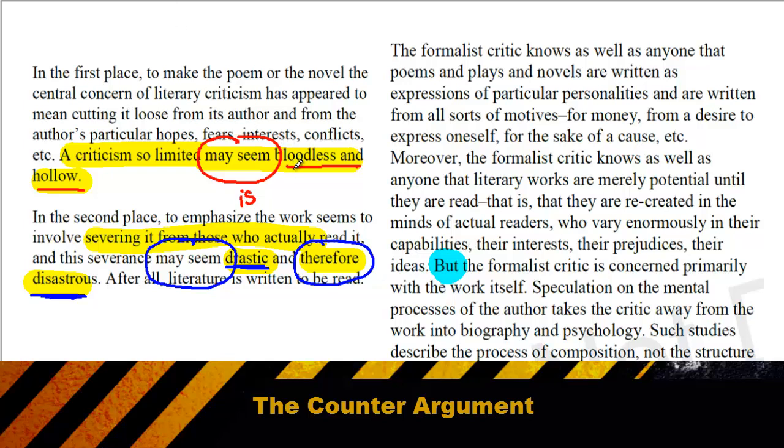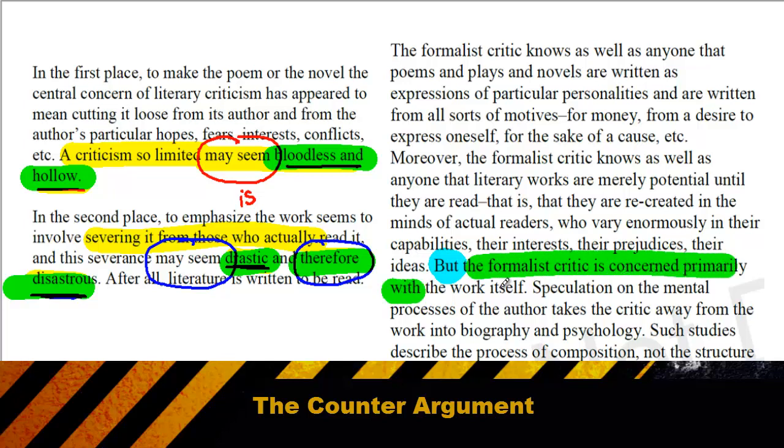So here's how the structure of this passage goes. There's a certain kind of criticism, and you might think it's bloodless and hollow. Or you might think it's drastic and therefore disastrous. But I, the formalist critic, I'm only concerned with the work itself. In other words, those yellow opinions about being bloodless and hollow and disastrous don't apply to what the author is doing.